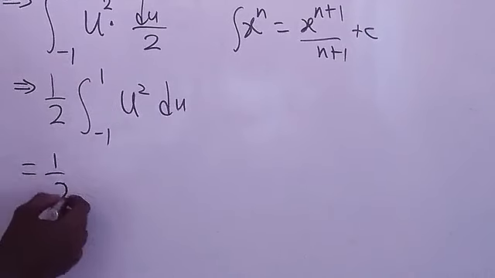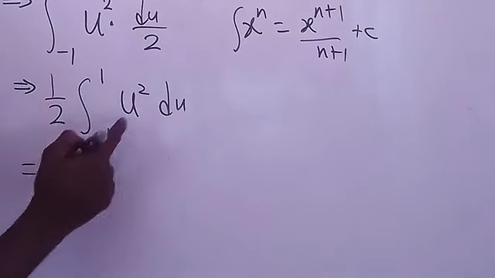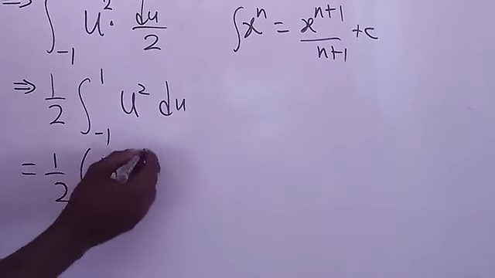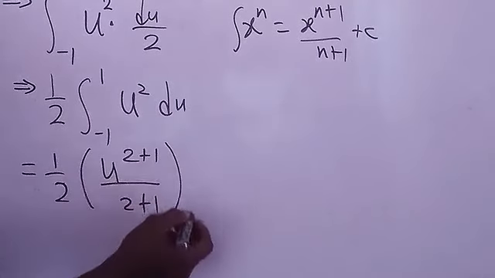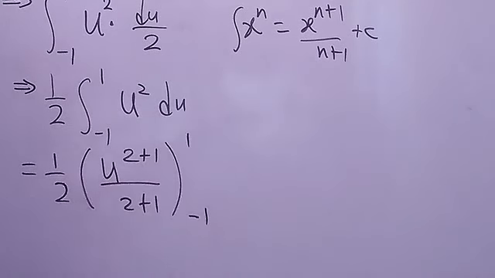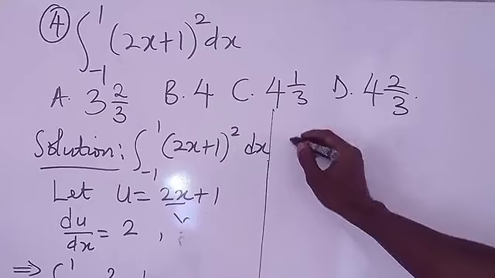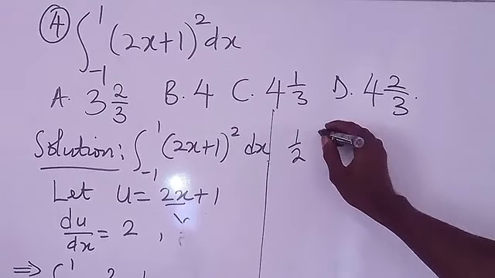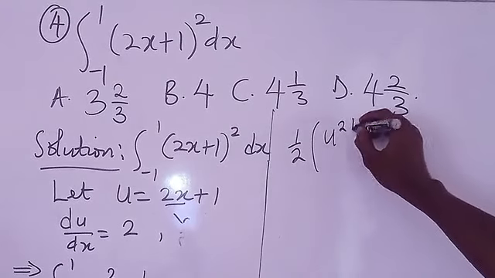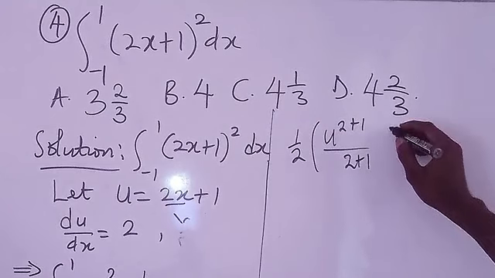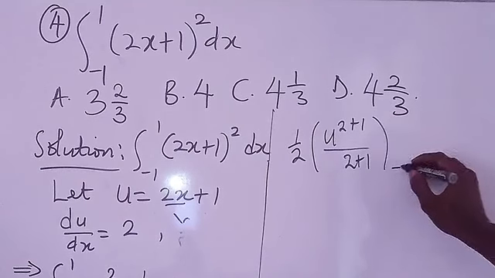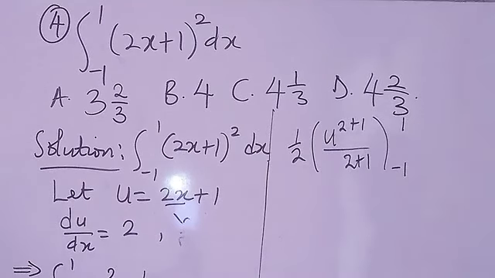We have 1 over 2. So then we're going to have u to the 2 plus 1, because we're having 2 already, then 2 plus 1. Then you put minus 1 here and 1 here. Understood? Let me rewrite this: 1 over 2, u to the 2 plus 1 over 2 plus 1. And we have the lower limit minus 1, the upper limit is 1.